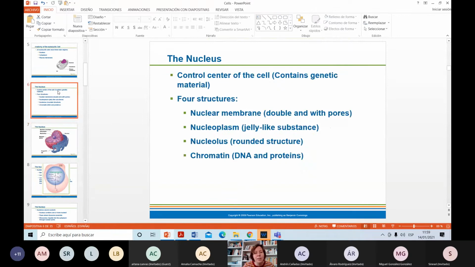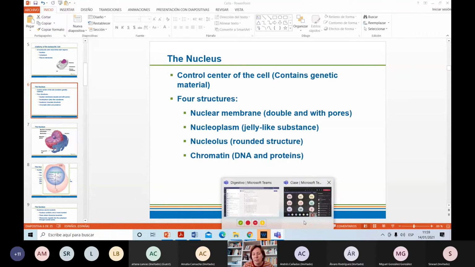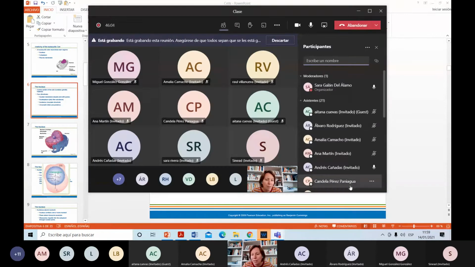Bueno, pues con esto os he contado two parts. The nuclear membrane that contains this, it's double and it contains nuclear pores. And we've talked about the nucleolus, but very little. Vamos con el siguiente, ya puede usted terminar y respirar.